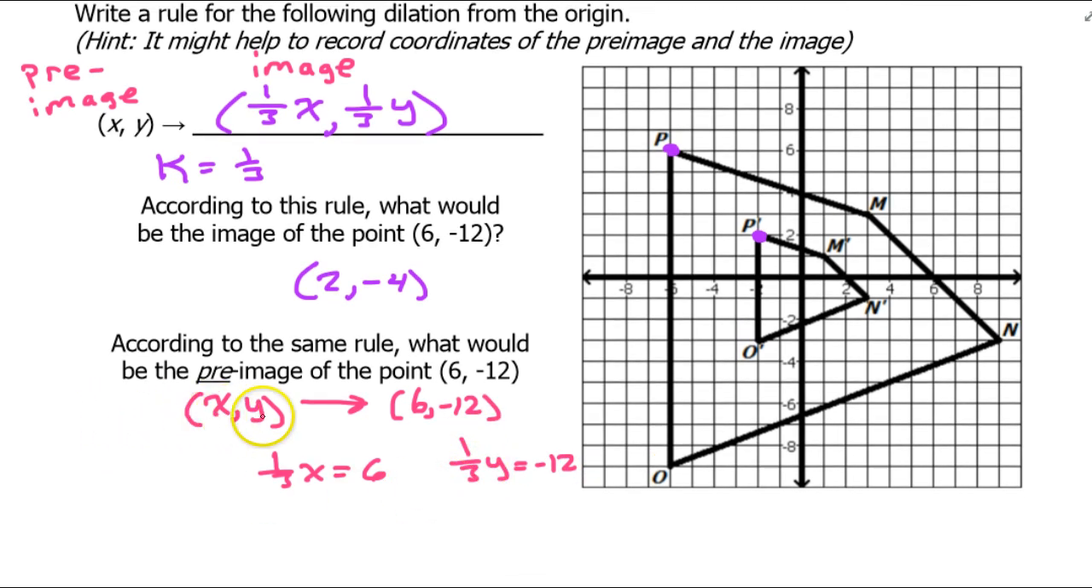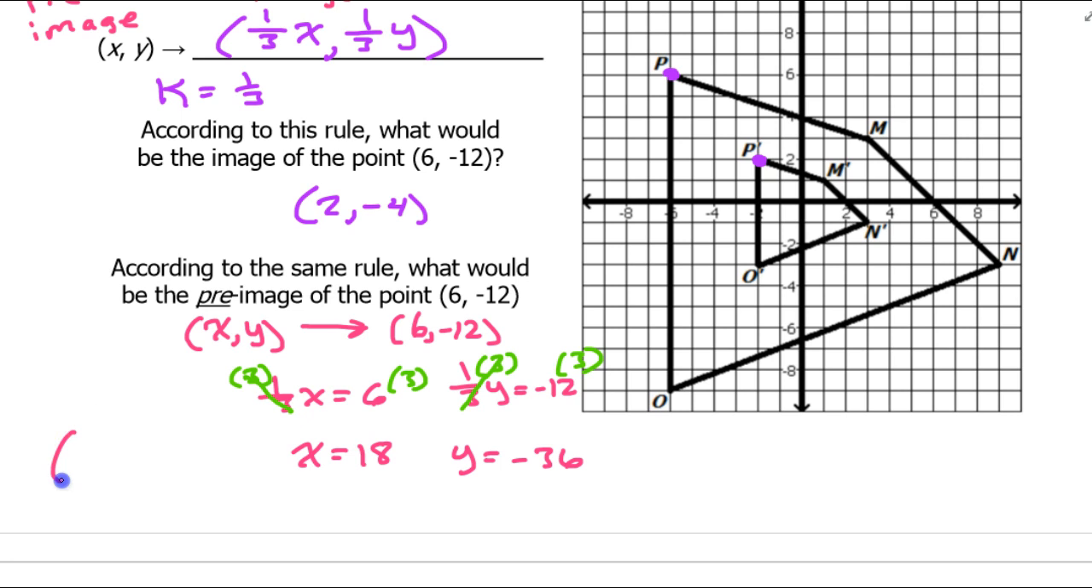And we're being asked to solve for x and y, the pre-image. So how would we do that? Of course, like I said, we would multiply by 3. Okay, and here's how that would look algebraically. And again, over here, we would multiply by 3. That's how you would solve for y, because these will now cancel out. All right, so that's why we would get x is equal to 18 and y is equal to -36. Okay, so that means that the pre-image would be 18, -36.